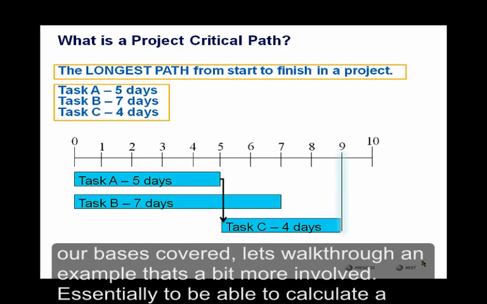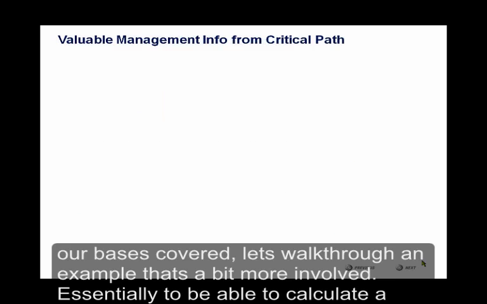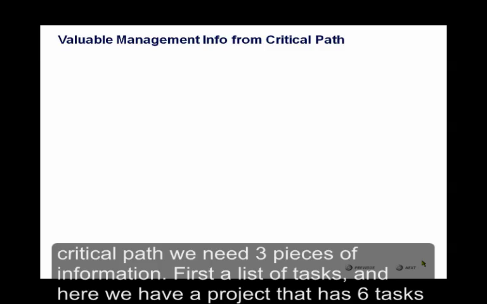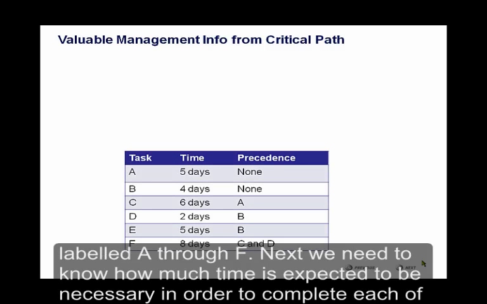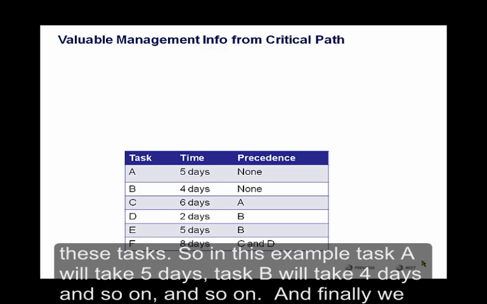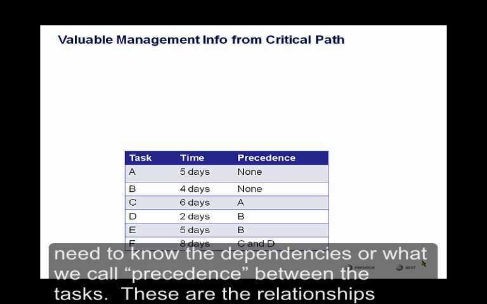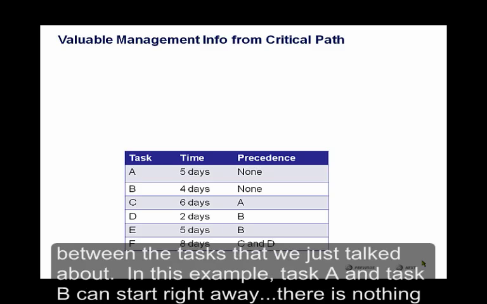So now that we've covered our basics, let's walk through an example that's a bit more involved. Essentially, to be able to calculate a critical path, we need 3 pieces of information. First, a list of tasks, and here we have a project that has 6 tasks labeled A through F. Next, we need to know how much time is expected to be necessary in order to complete each of these tasks. That's the second column. In this example, task A will take 5 days, task B will take 4 days, and so on. And finally, we need to know the dependencies, or what we call precedence, between the tasks. These are the relationships between the tasks that we just talked about.